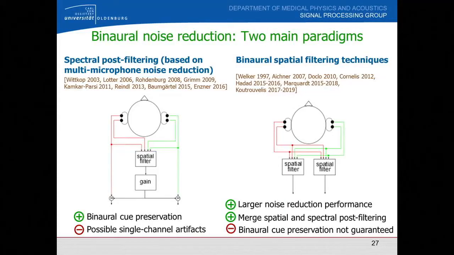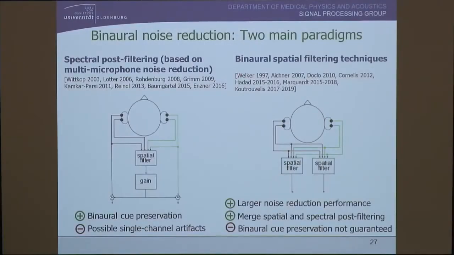On the other hand, there's true spatial filtering techniques, which take all microphones from all sides and design two different spatial filters. We've been mainly working on this second paradigm, because it is true spatial filtering. You can also, of course, integrate spectral post-filtering on top of it afterwards. But as I will show, by just using these two spatial filters, for example, MVDR or multi-channel Wiener filter, it cannot be guaranteed that the binaural cues of all the sources are preserved.